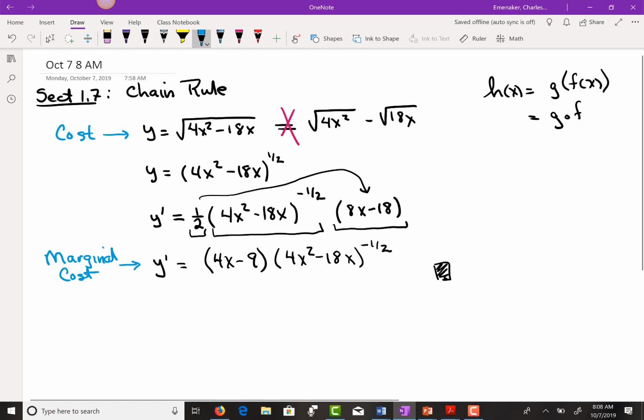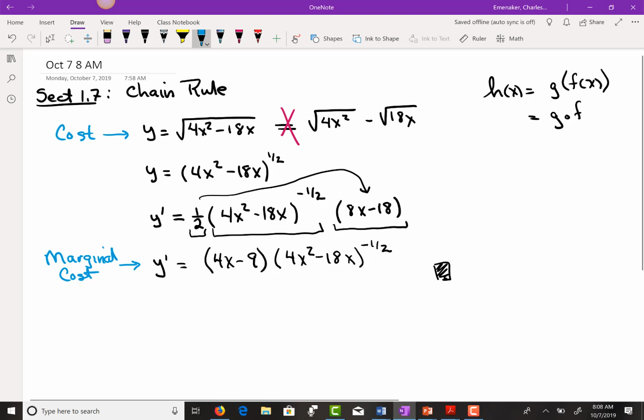If this was a cost function, at this point you could be asked a couple of questions. One, if x equals 10 units, let's make it something easy, what is the cost to make 10 units?